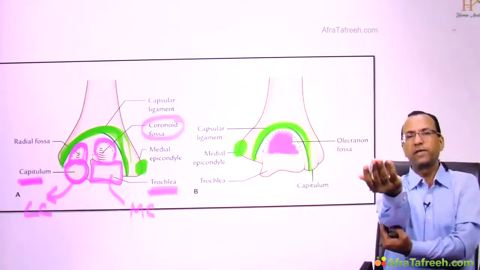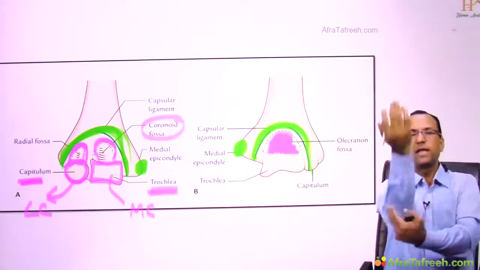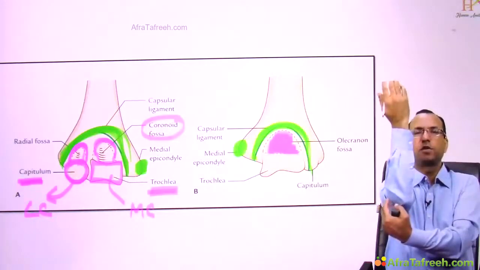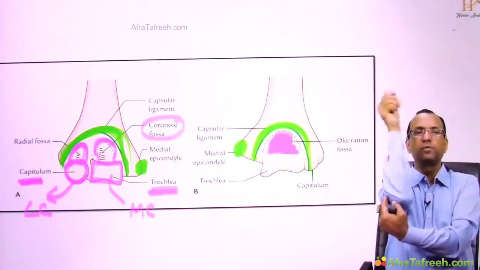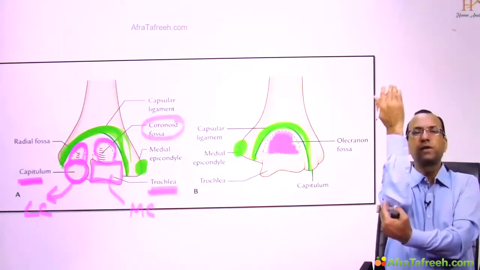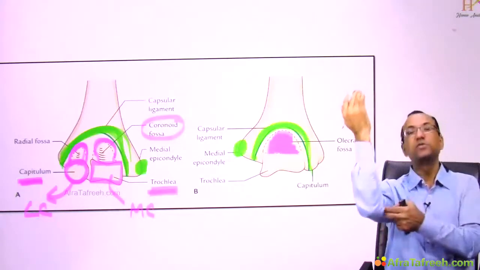So what will happen if there's a lateral epicondylitis? If there's a lateral epicondylitis, it is called the tennis elbow. And what if it is the medial epicondylitis? It is the golfer's elbow.